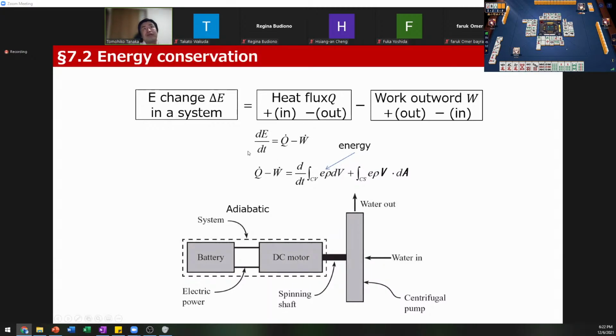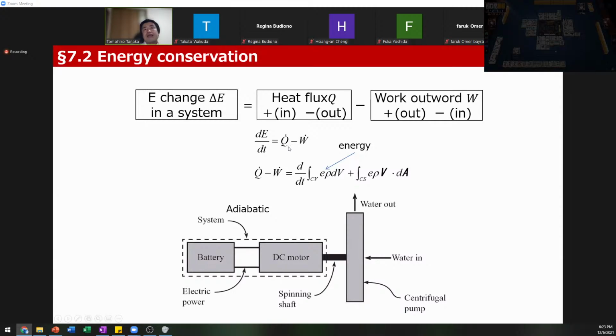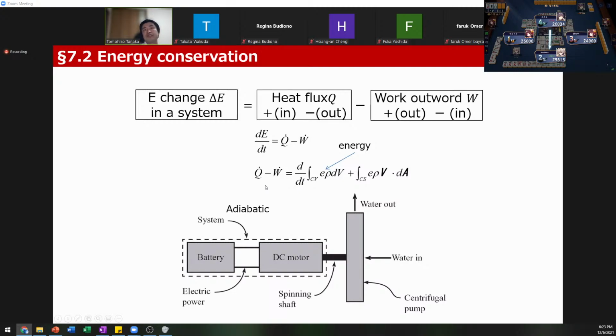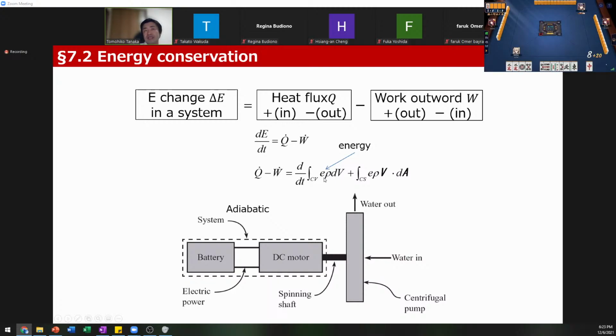And this is the concept of energy conservation. Energy change delta E in a system equals heat flux Q in minus out minus work W in minus out. Okay. And dE/dt equals Q dot minus W dot. And also you can describe Q dot minus W dot equals the time derivative of the integration of energy in the control volume plus energy flux.